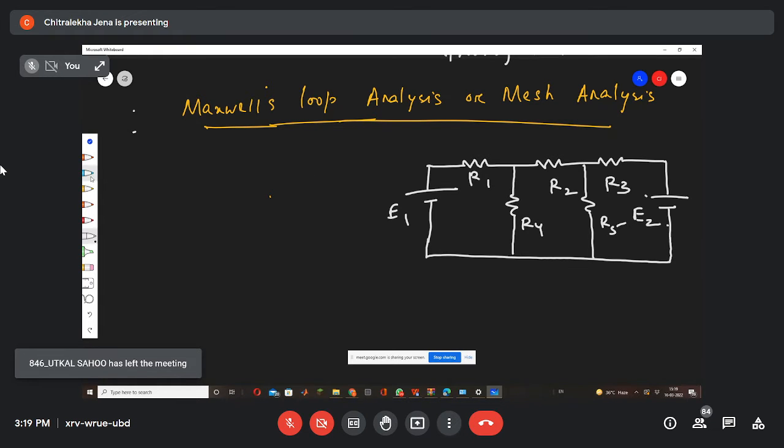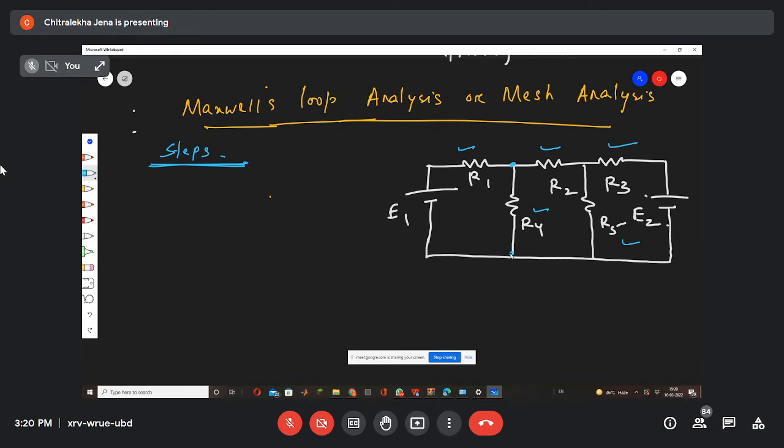Now I will tell you some steps to use this Mesh analysis. How will you use Mesh analysis to solve this circuit? To solve this circuit means you do not know what current is flowing in R1, R2, R3, R4, R5. Similarly, suppose I ask you the potential difference across R4, across R5, across R3. How will you find out?